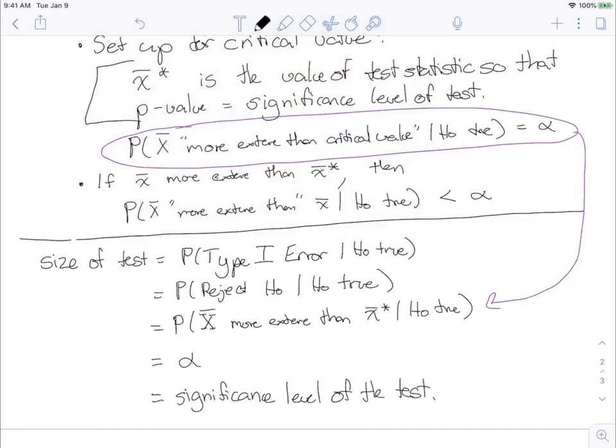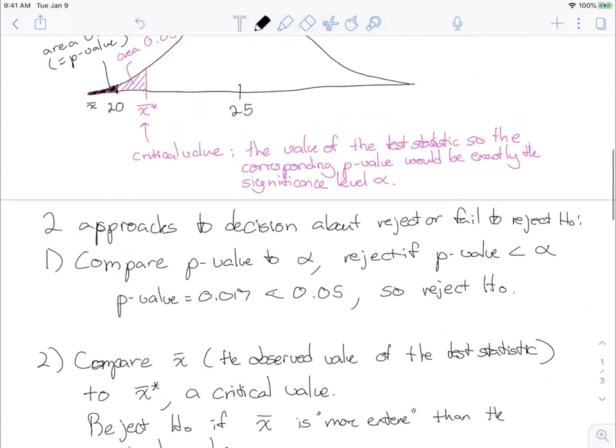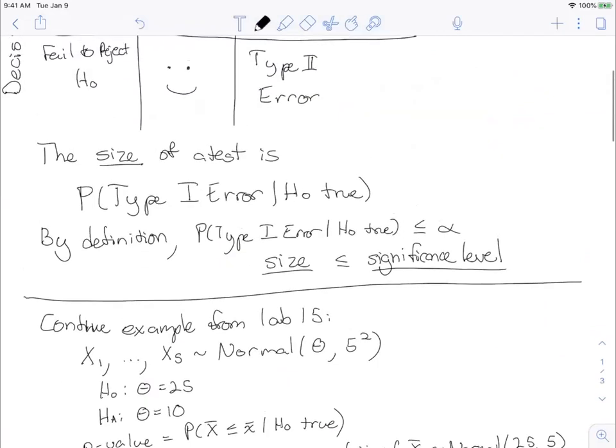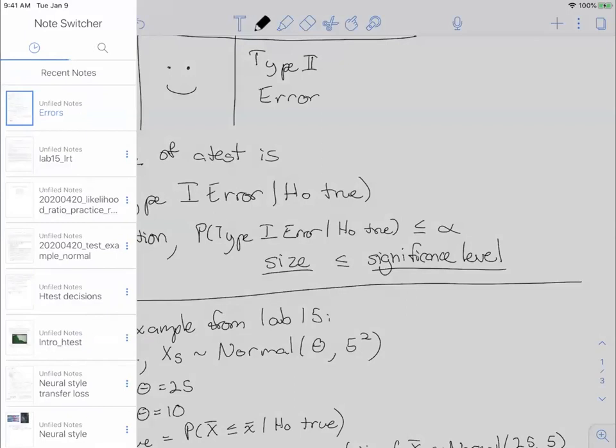I want to also think about this for the other example. And just to remind you, the statement up here was that the size of the test was less than or equal to the significance level. And we just looked at an example where the two were equal to each other for this normal example. So now let's look at our second example from last class. And we will see that in that example, the size is actually perhaps less than the significance level of the test.